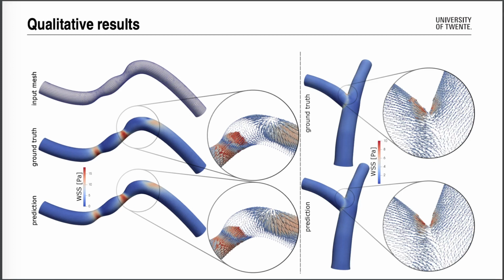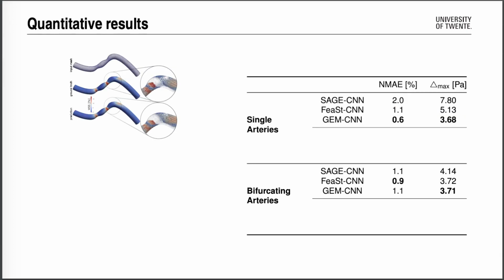In this study, we chose to not fine-tune our network specifically for the bifurcating artery models to highlight the general applicability of our approach. This table here shows a quantitative evaluation of our network's performance. We report the normalized mean absolute error and the maximum difference between ground truth and prediction evaluated on a held-out test set, which the networks did not see during training.